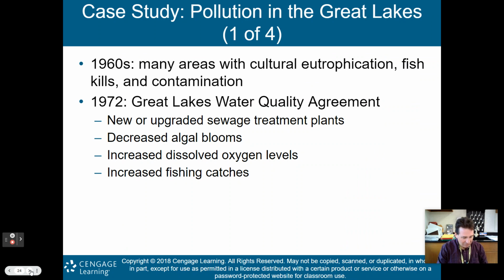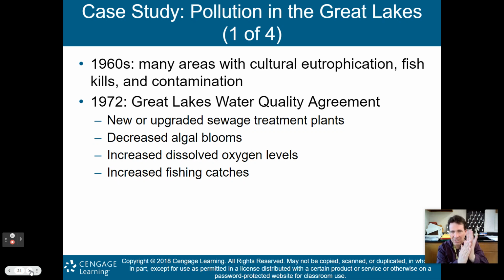All right. The final couple of slides talk about a case study on the pollution of the Great Lakes. In the 1960s, many areas with cultural eutrophication, fish kills, and contamination were occurring across the Great Lakes. In 1972, the Great Lakes Water Quality Agreement was passed. This allowed for new and upgraded sewage treatment plants, which decreased algae blooms in the lakes, which then increased the dissolved oxygen levels, which obviously then increased the fishing catches.